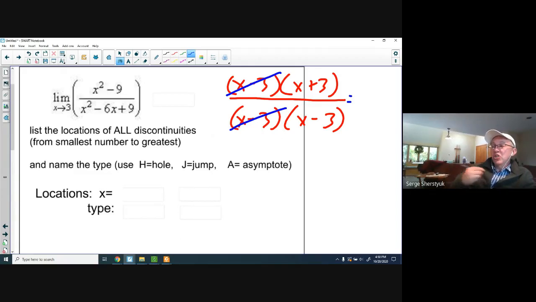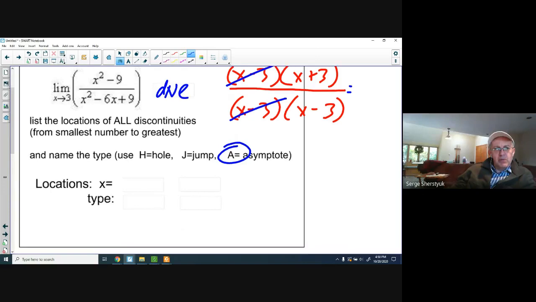So this problem is just like the one we did in class, the one I showed you, and I called it a tricky problem, because even though I canceled out part of it, the other part I'm not able to cancel. So this is D, and E does not exist. There's no limit to it. When you plug 3 in here, it's a 0. And it is an asymptote.